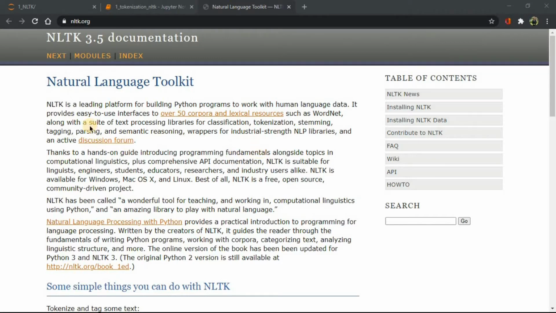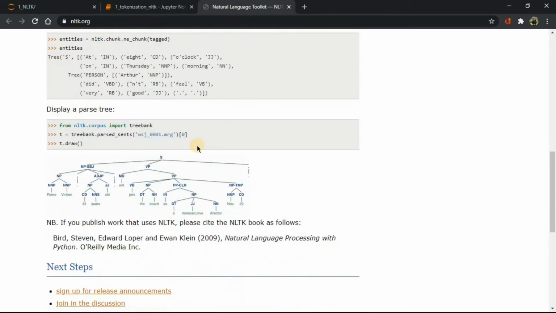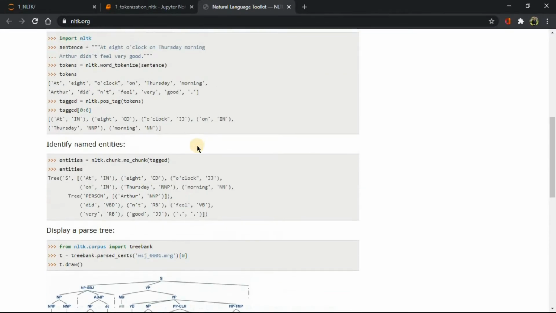This is Darshan and today I'll share some basic info that I know about Natural Language Toolkit, or otherwise known as NLTK. NLTK is basically a leading platform for building Python programs to work with human language data. It is famous for its text processing libraries for classification, tokenization, stemming, tagging, parsing, etc.